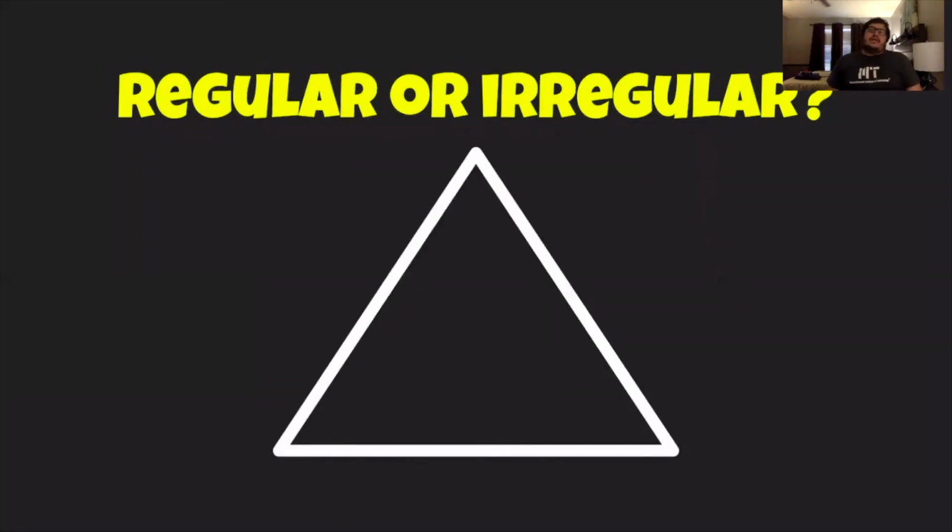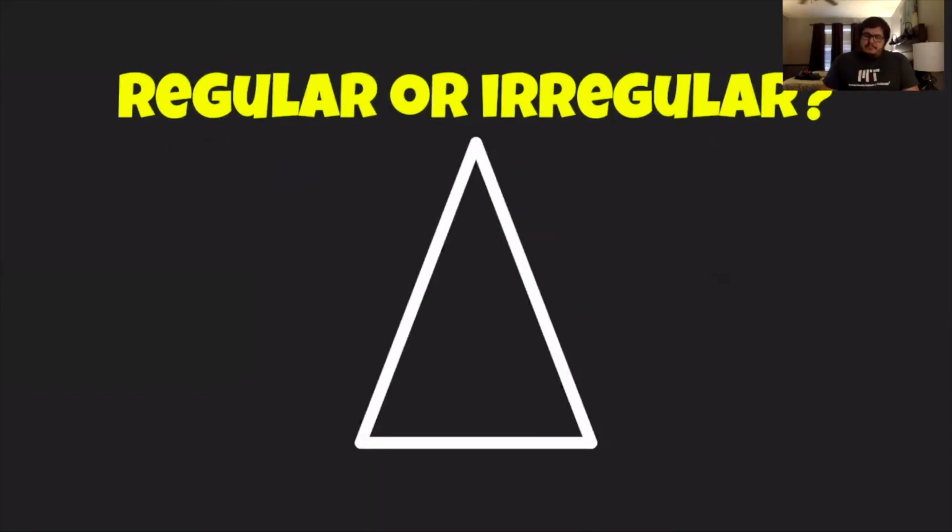Regular or irregular? What if I told you this? Well, that's going to point to a regular, because if all sides are equal, guess what? All angles are going to be equal in this particular triangle. So we'll learn more about triangles in our next lesson, but this is the perfect triangle.